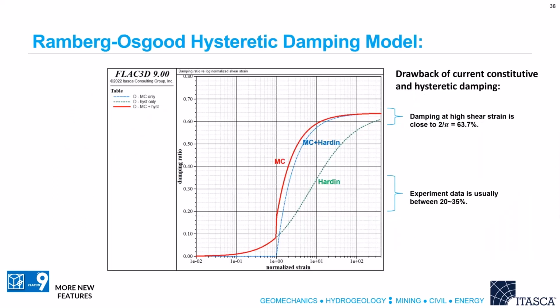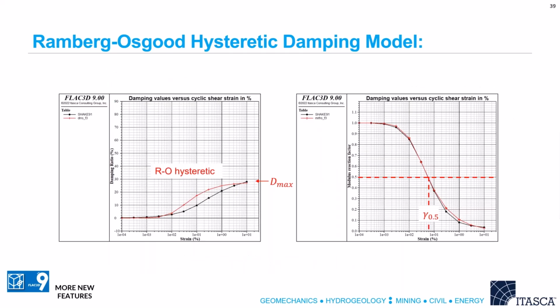And in FLAC3D version 9, we added another damping model called Ramberg-Osgood hysteretic damping. So the drawback of the current constitutive model and hysteretic damping, the problem is that the damping at high shear strain is close to 2 over pi. That is more than 50%. But actually, the experimental data is usually between 20 to 35%. So this new hysteretic damping model is to overcome this drawback.